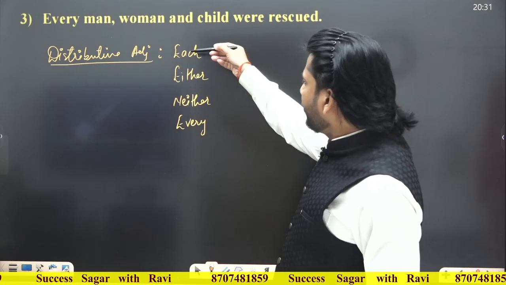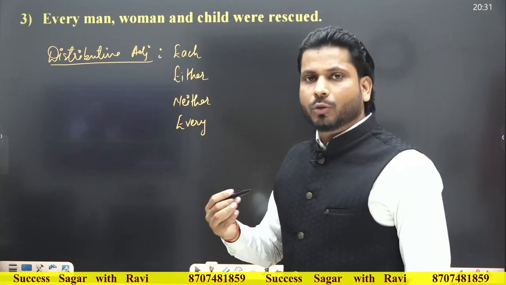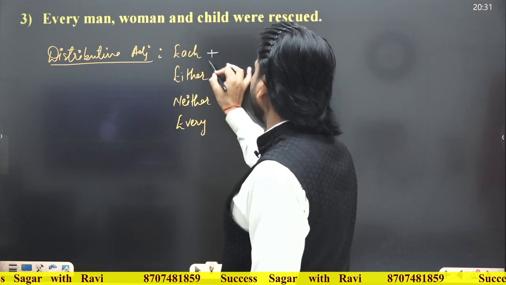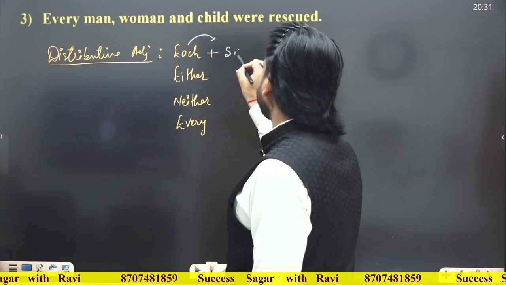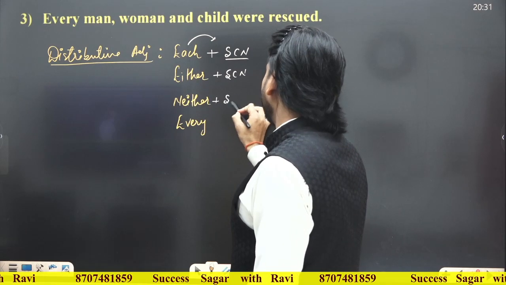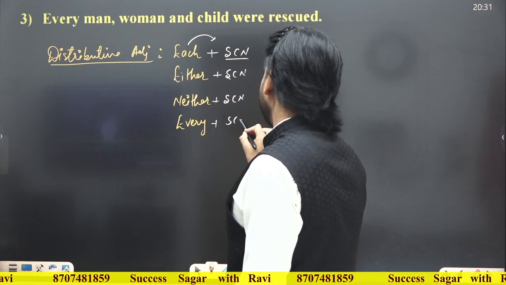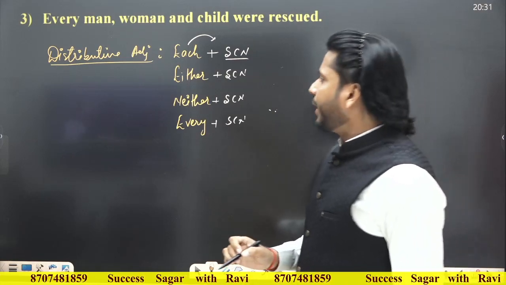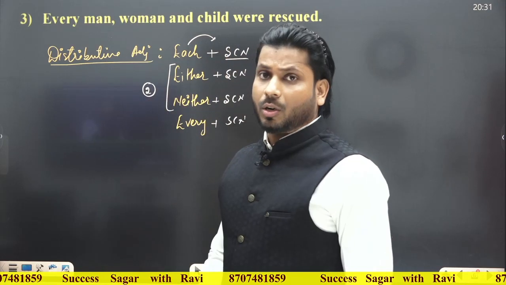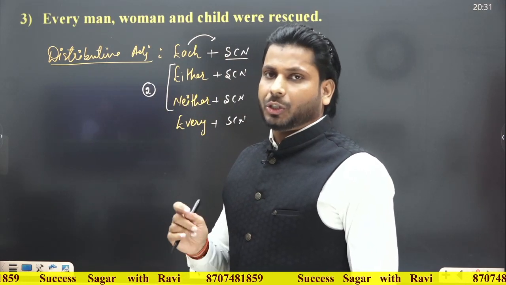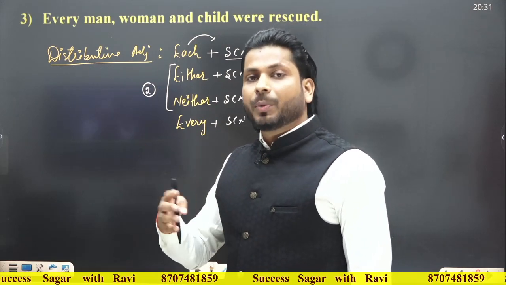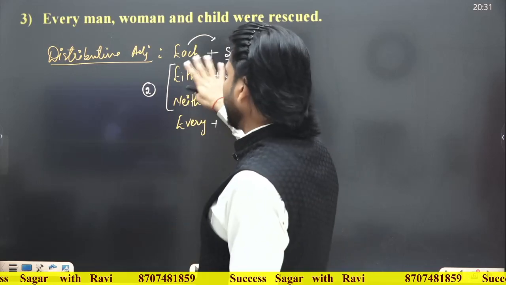Let me tell you, we use these adjectives to refer to distribution, to refer to individuality. That is why if we use any noun after it, the noun must be singular and countable. We cannot use any plural countable noun. We'll have to use singular countable noun. There are some differences. We can use either and neither if we have only 2 people, 2 places, 2 things. What about each? Each can be used in both conditions. If you have 2 people, 2 places, 2 things, you can use each. If you have more than 2 people, places, things, you can use each. Each can be used anywhere.